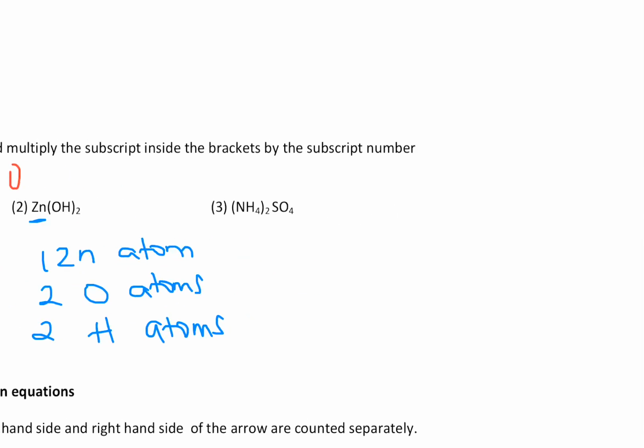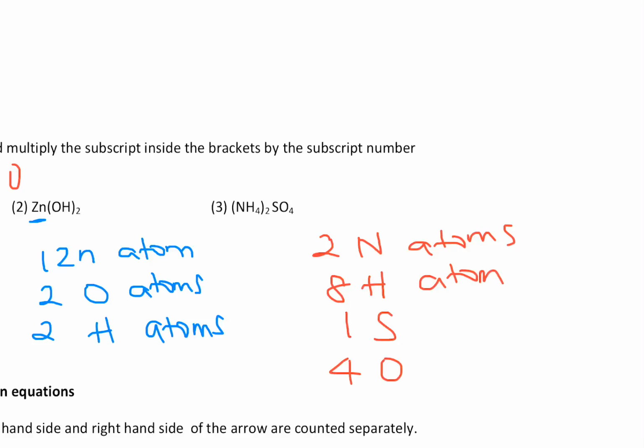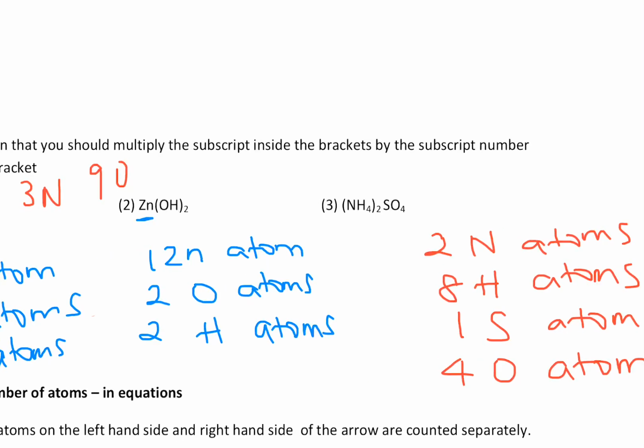Same thing here, let's calculate it. Nitrogen, 1 nitrogen times 2, 2 nitrogen atoms. And hydrogen, 4 hydrogen times 2, 8 hydrogen atoms. 1 sulfur atom, and there are 4 oxygen atoms. So this is counting atoms when you have brackets in the formula. So that's it. Next lesson we'll be seeing balancing equations.